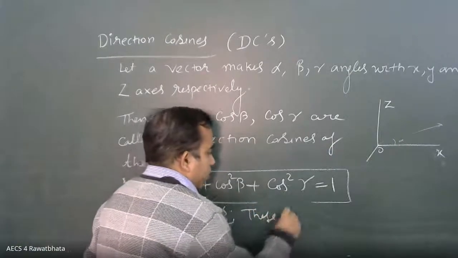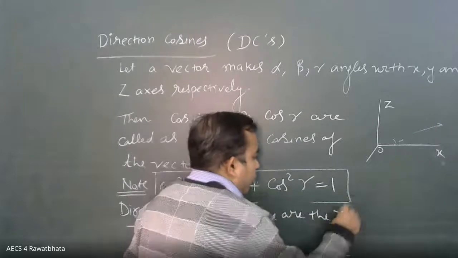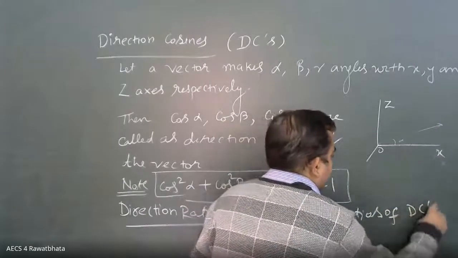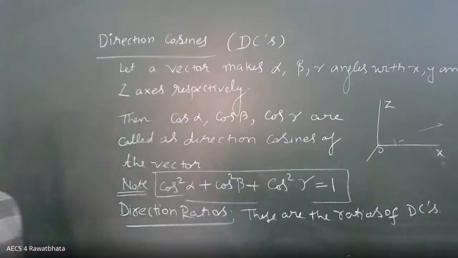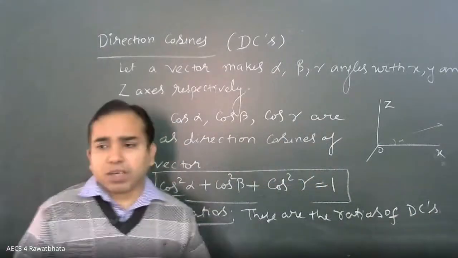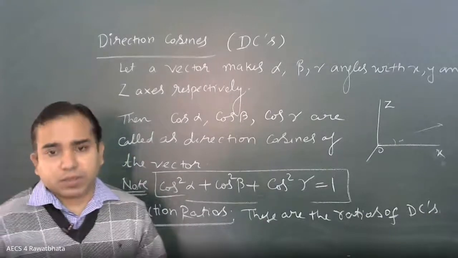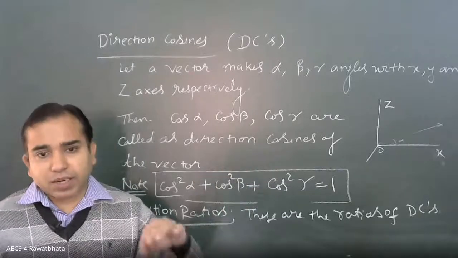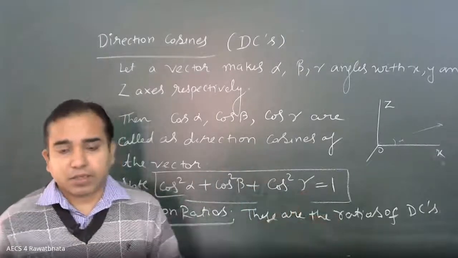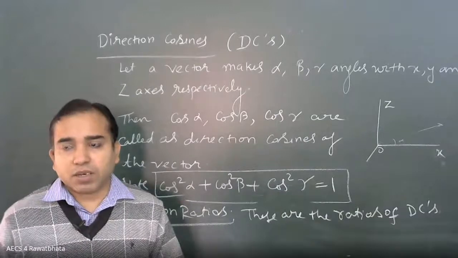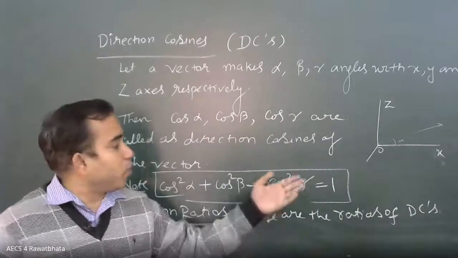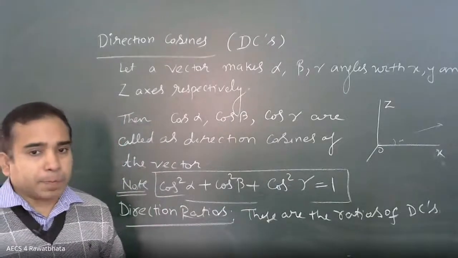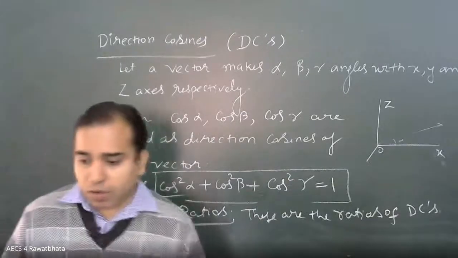These are the ratios of DCs. Simple words. Or you can say that these are the numbers which are proportional to DCs. Right? DCs are DRs. DRs may not be necessarily DCs. No, because DRs, their sum of squares, if you find, it may not be 1 always. Right. These two things clear.